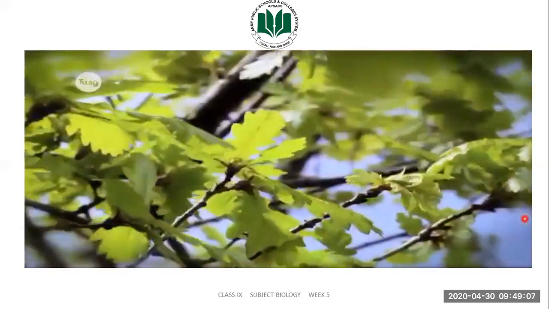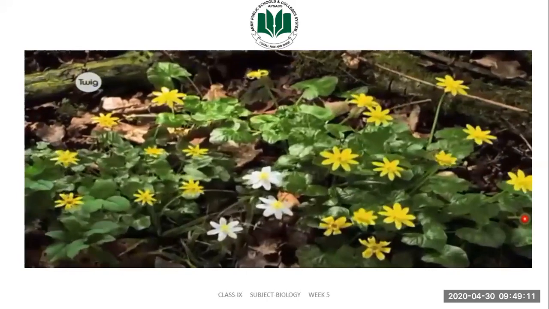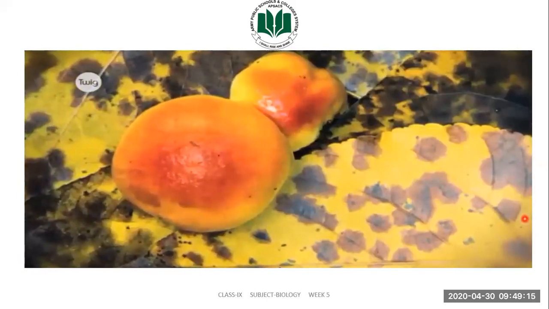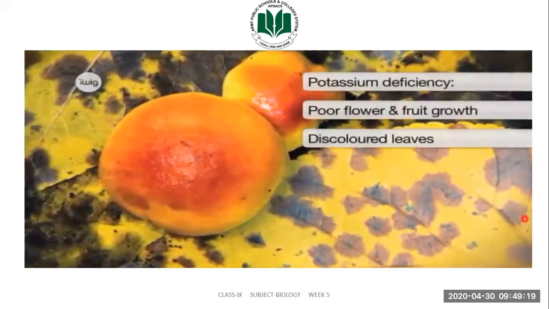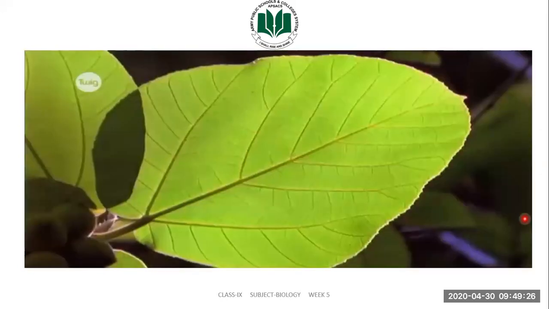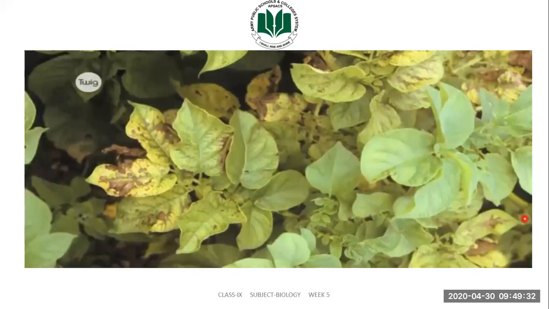Potassium is used for both photosynthesis and respiration. Without enough potassium, flowers and fruits are affected, and leaves discolor with dead spots. And magnesium is essential for building chlorophyll. It's what makes leaves green. So soil low in magnesium turns leaves yellow.